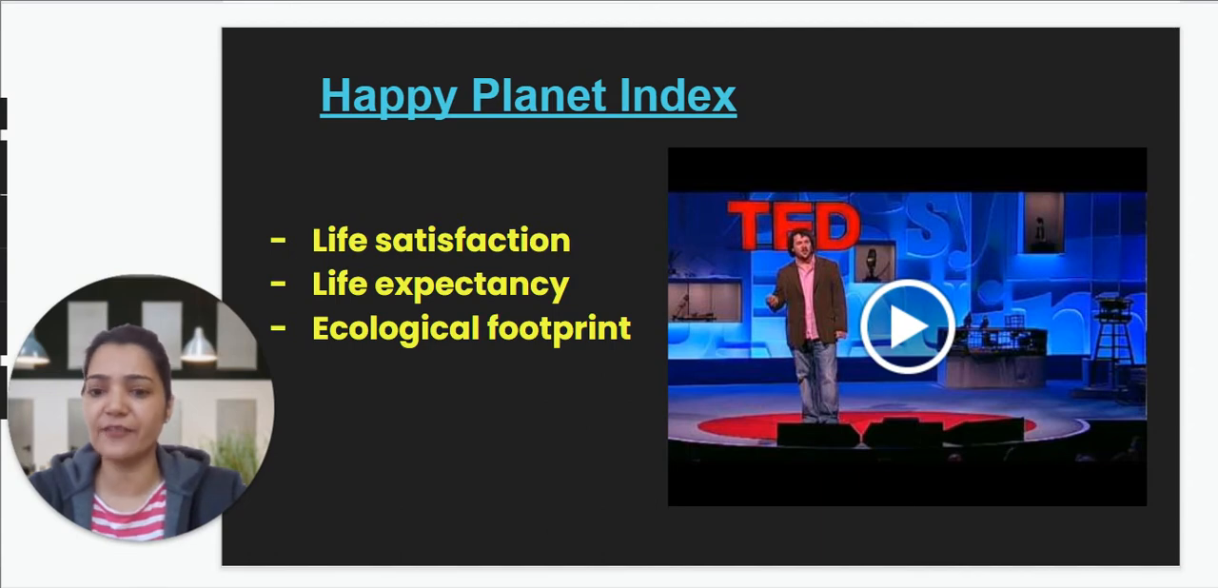The second one is life expectancy. The average number of years a person is expected to live in each country based on data collected by the United Nations. And the third one is ecological footprint. You can tell me even what ecological footprint is, right? The average impact that each resident of a country places on the environment.